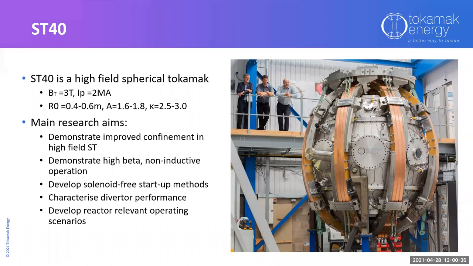The aspect ratio can be varied as well between 1.6 and 1.8. You remember that spherical tokamaks have an aspect ratio of less than 2. So operating ST40 will allow us also to scan in aspect ratio and check, for example, the scaling of confinement with aspect ratio, and extend the confinement database at these low values of aspect ratio and these high values of magnetic field. We can assess extended elongation from 2.5 to 3, so we can make quite elongated plasmas.